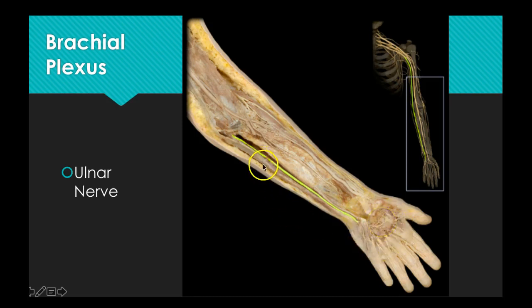It also gives supply to some forearm muscles in the anterior compartment, and this nerve is special. If you remember from Anatomy and Physiology 1, this nerve courses posterior to your medial epicondyle of the humerus in the region that we call the groove for the ulnar nerve.